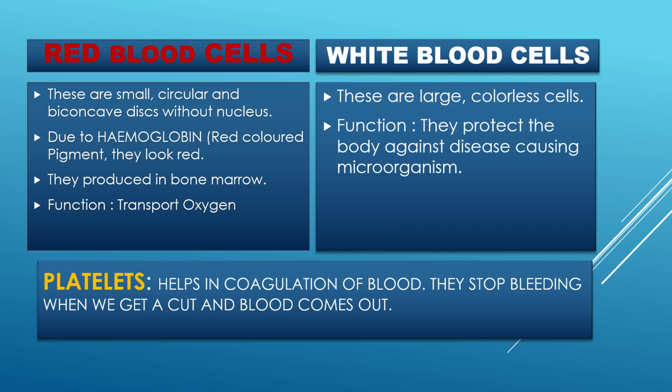Platelets are small cells and the main function of the platelets is that they help in coagulation of blood. When we get any cut, the blood comes out and after some time it stops. The blood stops due to the platelets. They stop bleeding when we get a cut and blood comes out.